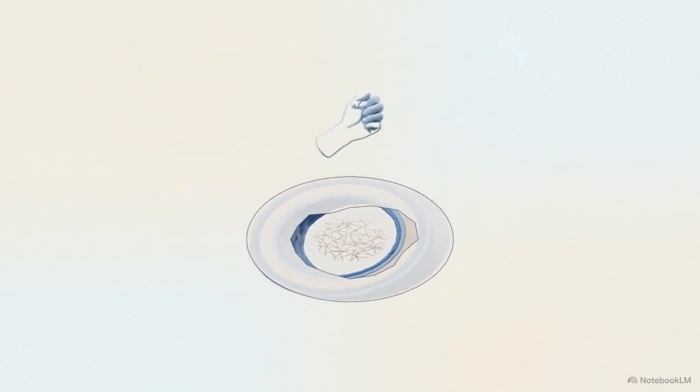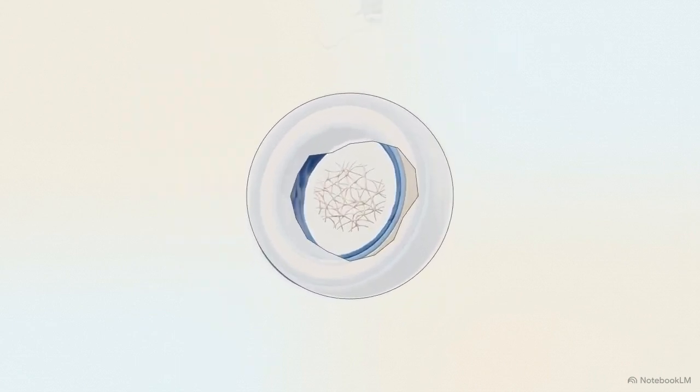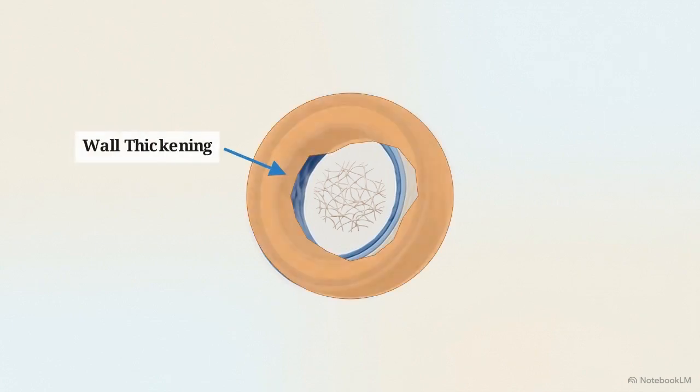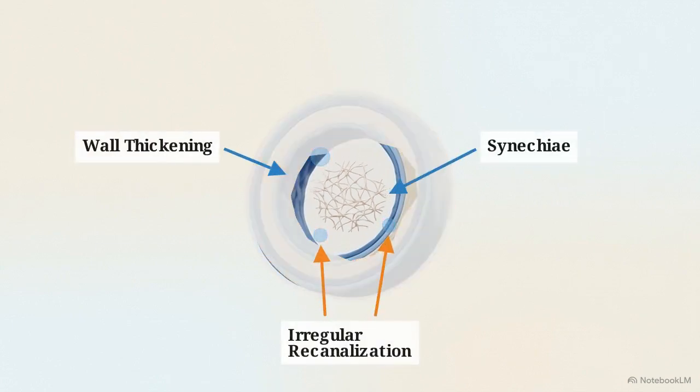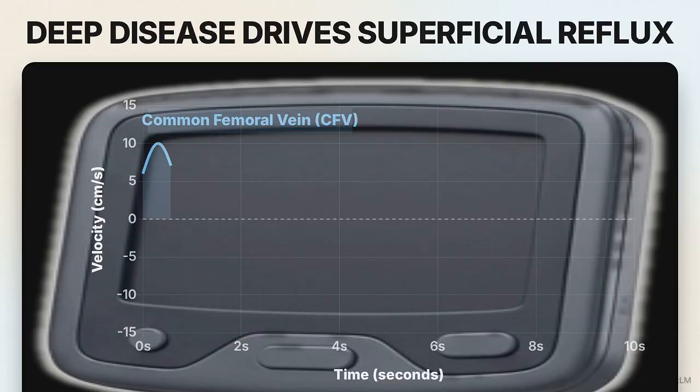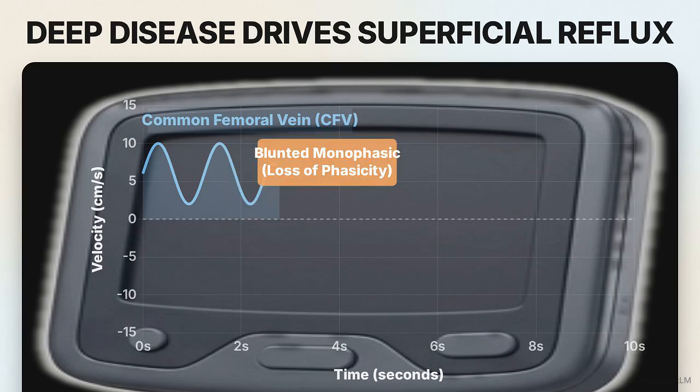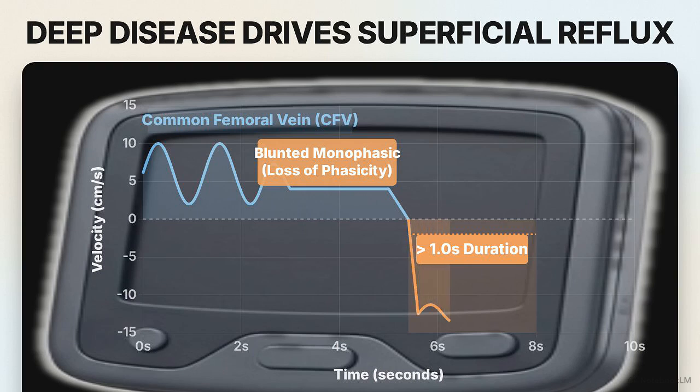Start by checking B-mode compression for chronic post-thrombotic physical changes, specifically looking for wall thickening, synechia, and irregular recanalization. This graph shows the Doppler waveform at the common femoral vein, which acts as a critical diagnostic window. A loss of respiratory phasicity resulting in a continuous, blunted monophasic waveform is an indirect alarm for hidden proximal iliac or IVC obstruction. For deep reflux thresholds in the femoral and popliteal veins, look for durations exceeding 1 second.